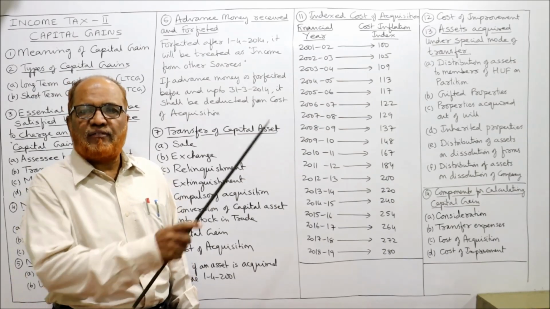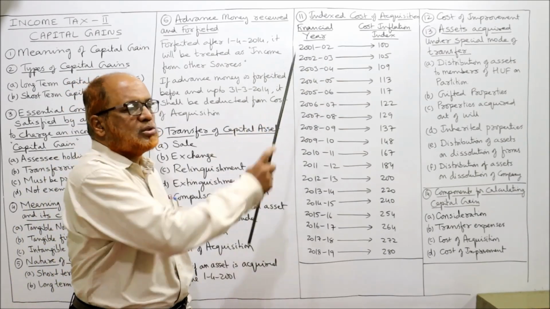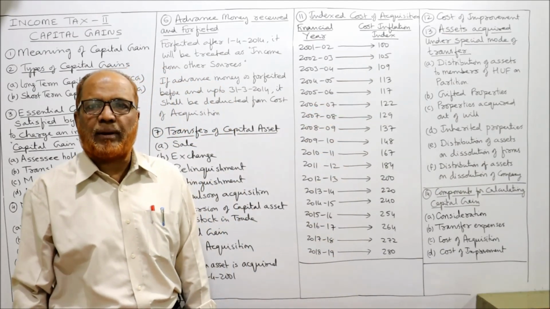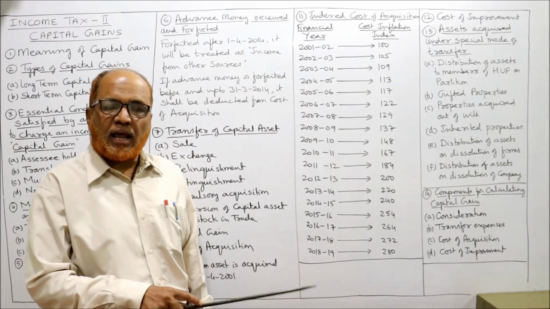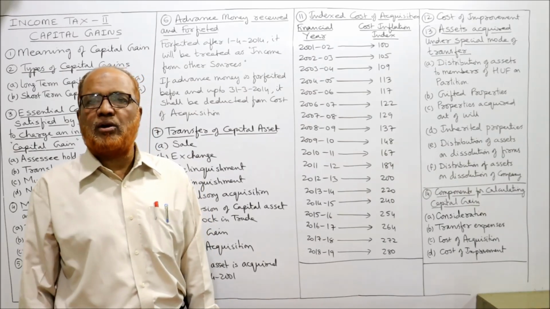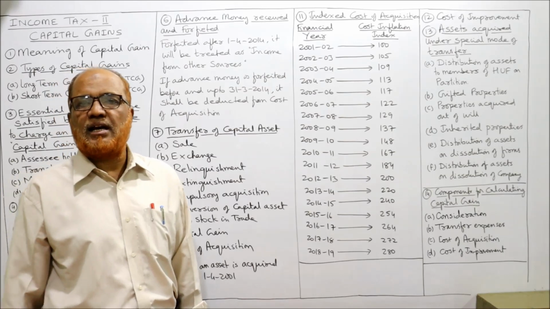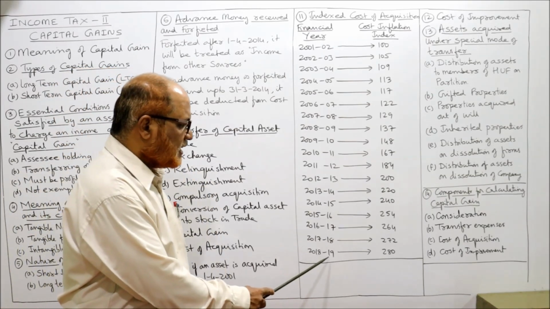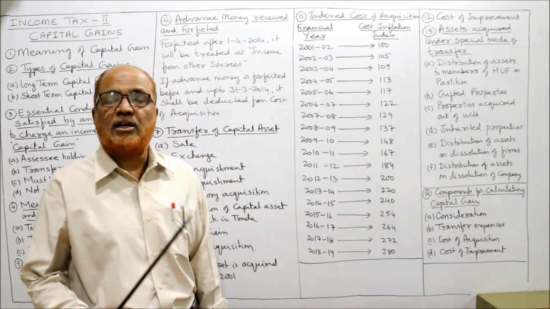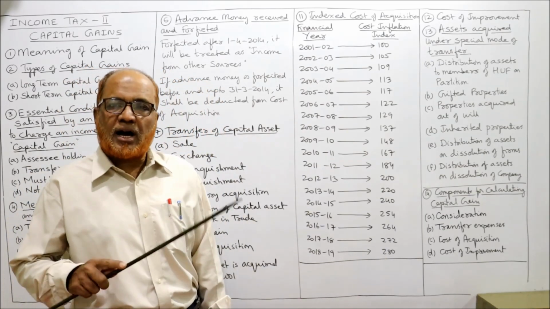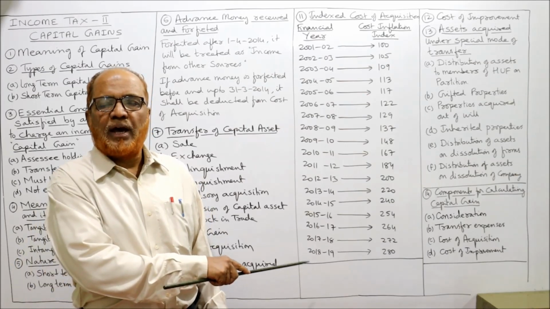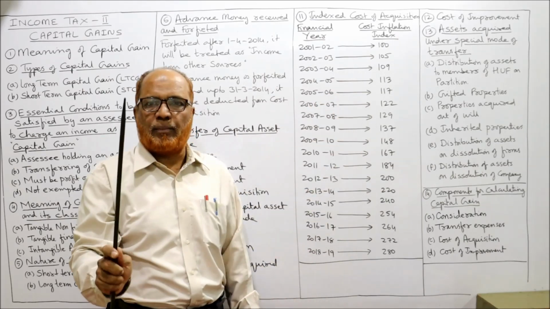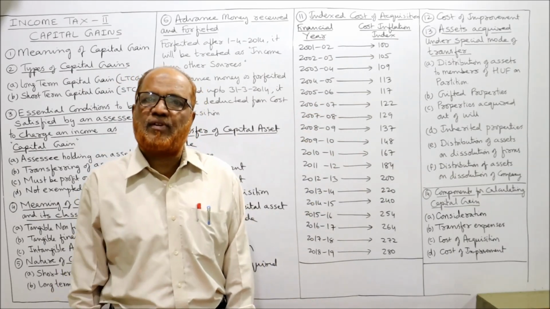So you have to remember the first year, 2001-2002, as 100. Remaining all index numbers, there is no need to remember; they will be given in the problem. The current previous year index number you have to remember. Our current previous year is 2018-2019, so for 2018-2019 the index number is 280. You have to remember this. The current previous year index is 280 and the index number of 2001-2002 is 100. These two index numbers you remember. Remaining all index numbers will be specified in the problem.